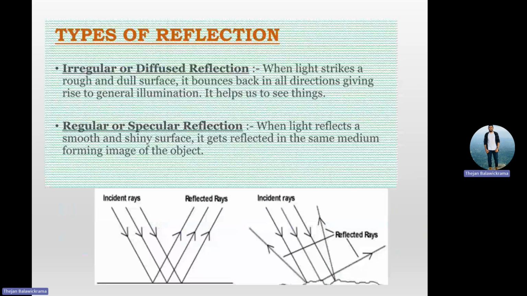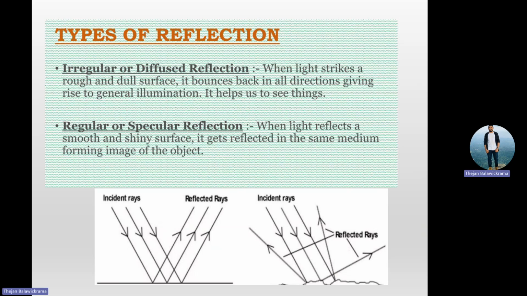Next, there are two types of reflection: irregular or diffuse reflection, and regular or specular reflection. I told you I can ask this question in the exam: write the two types of reflection and explain in your own words.